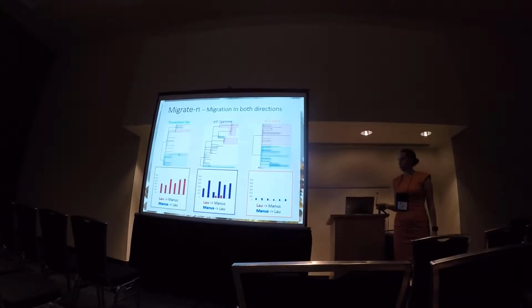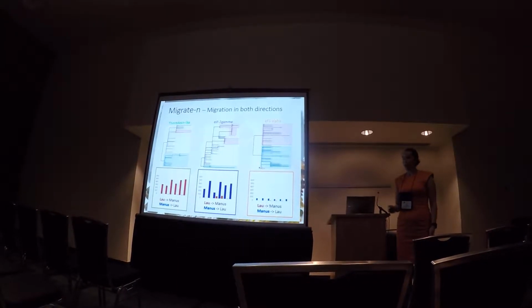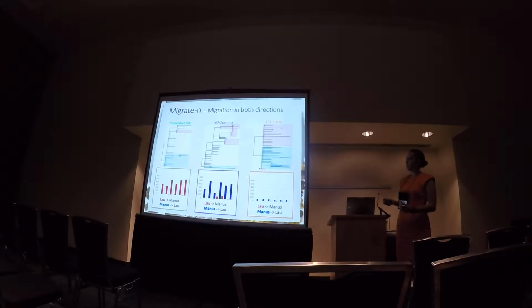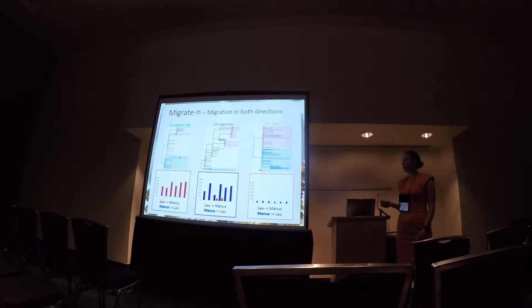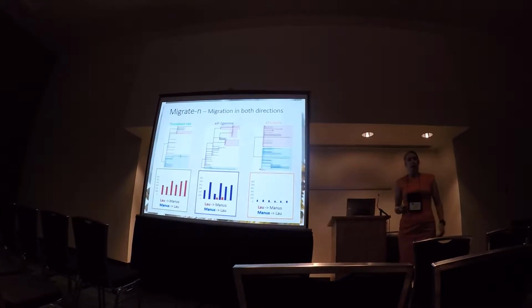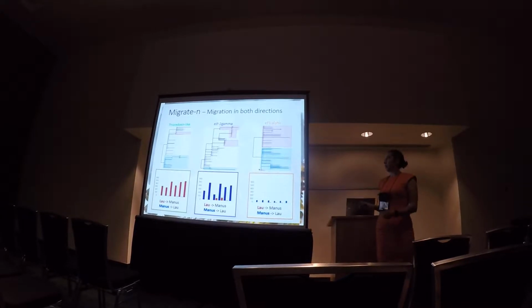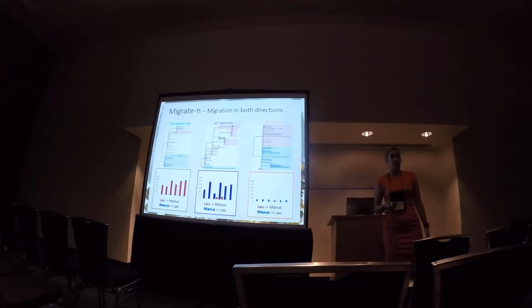So then we have different Migrate-N runs with different parameters, both maximum likelihood and Bayesian. And what you can see in the first instance is a predominance of Lau to Manus gene flow. The second instance, a predominance of Manus to Lau. And in the third, a lower level of overall gene flow. These are all scaled the same. And a slight peak in the Manus to Lau, which that single individual suggested.